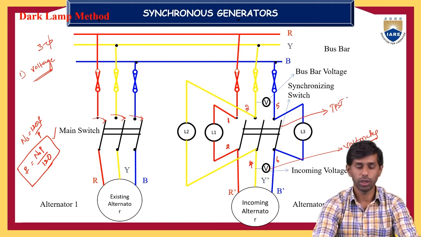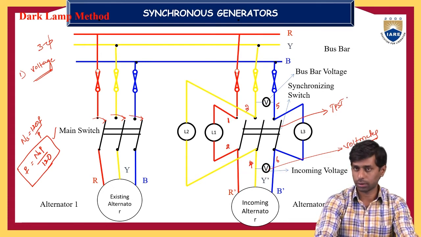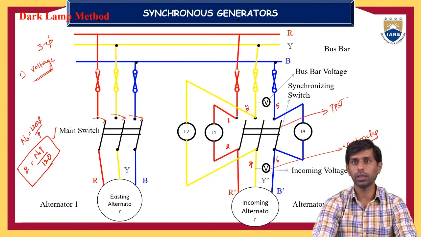The lamps alternately glow bright and become dark if the phase sequence is wrong. So you have to check with the help of the lamps whether the phase sequence of the incoming alternator is the same as the phase sequence of the bus bar or not. You can correct it, and all the 3 lamps must glow uniformly together and become dark uniformly together. Only then is the phase sequence of the incoming alternator the same as the existing bus bar system.